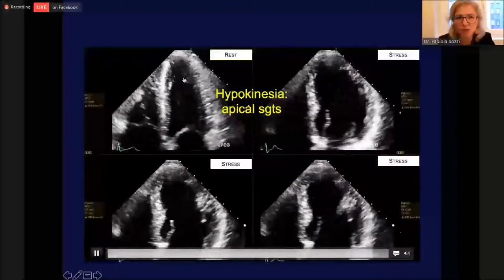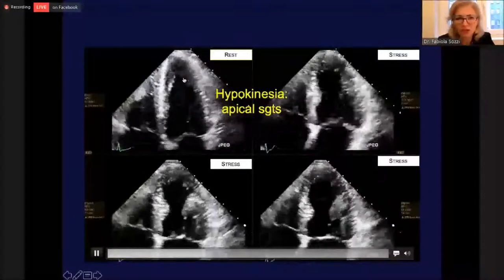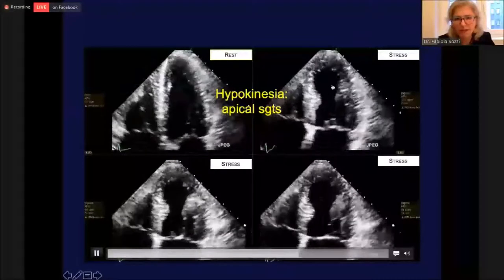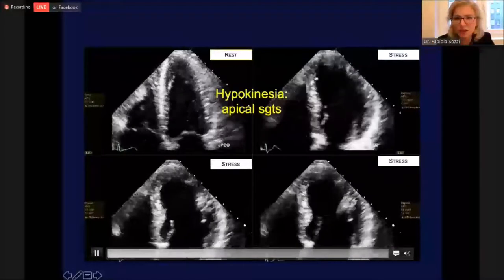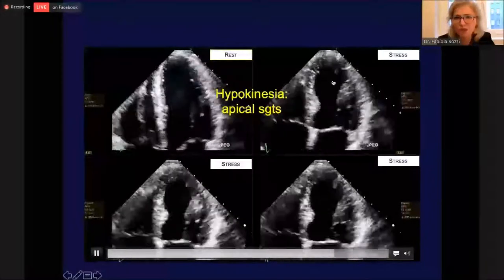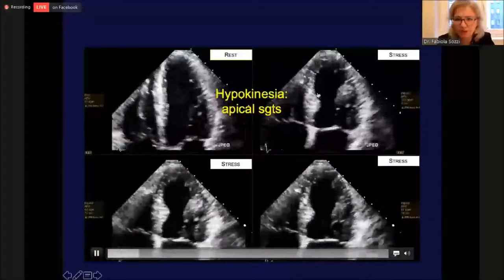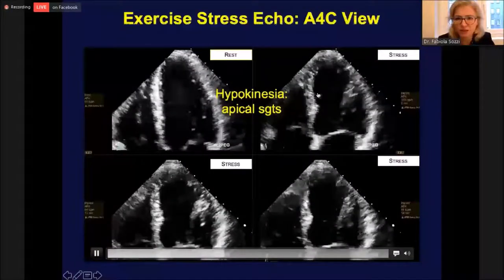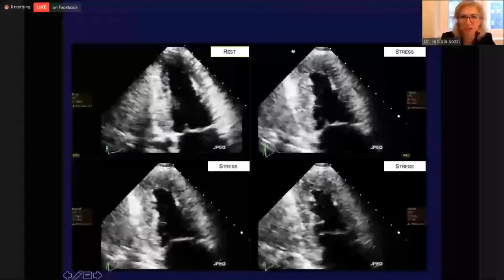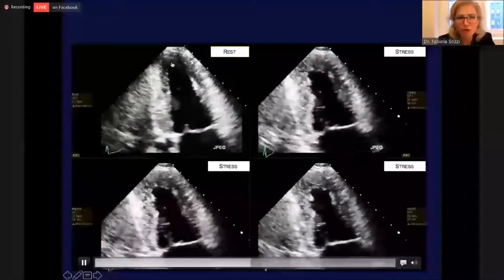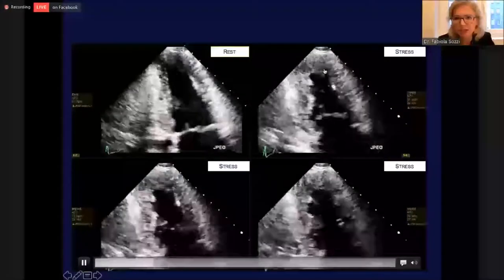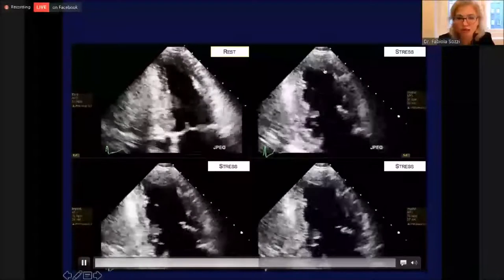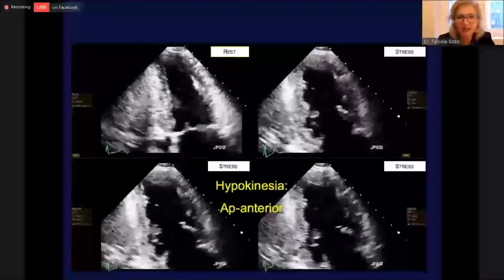This is normal contraction in the lateral and septum at rest. Something is changing during stress. You see this hypokinetic septum, and also the apical lateral segment seems to be hypokinetic. And in the two chamber view, we have a normal function here, but we have worsening here in the apical anterior segment.